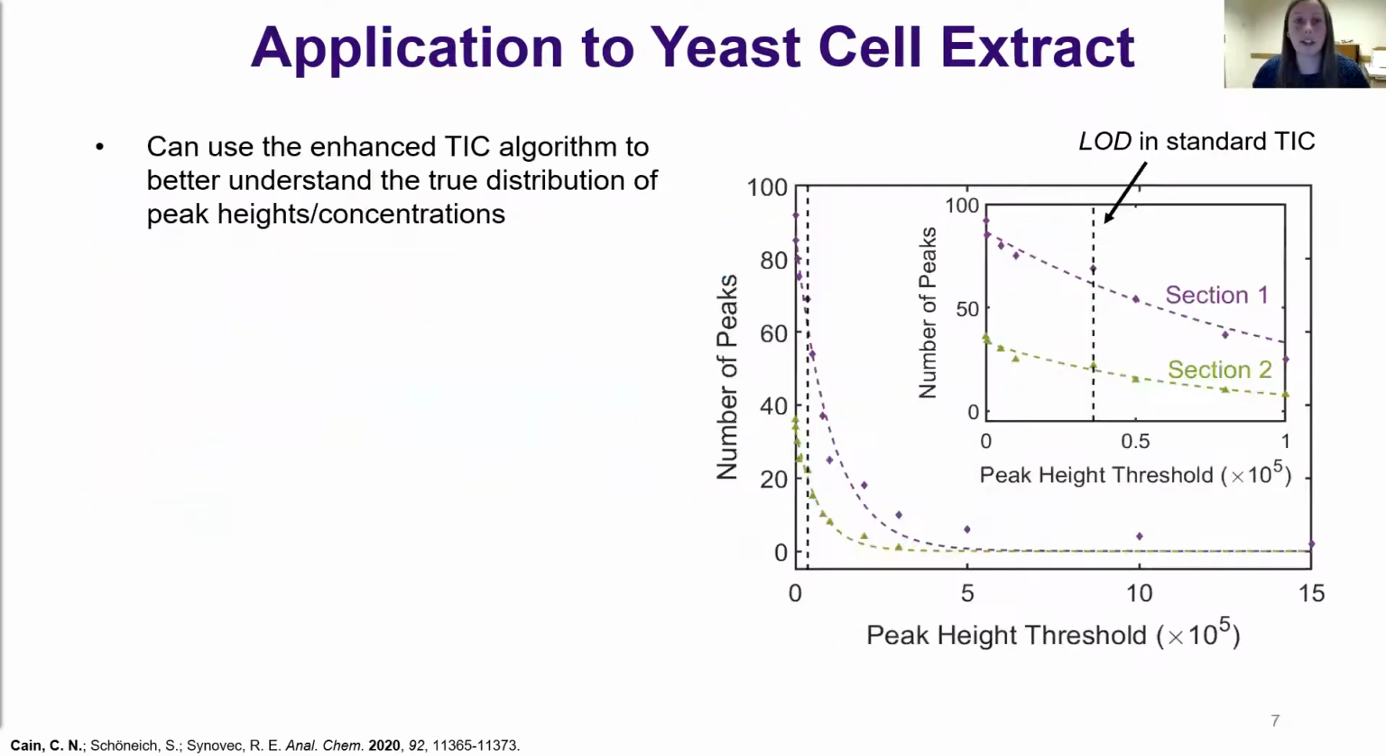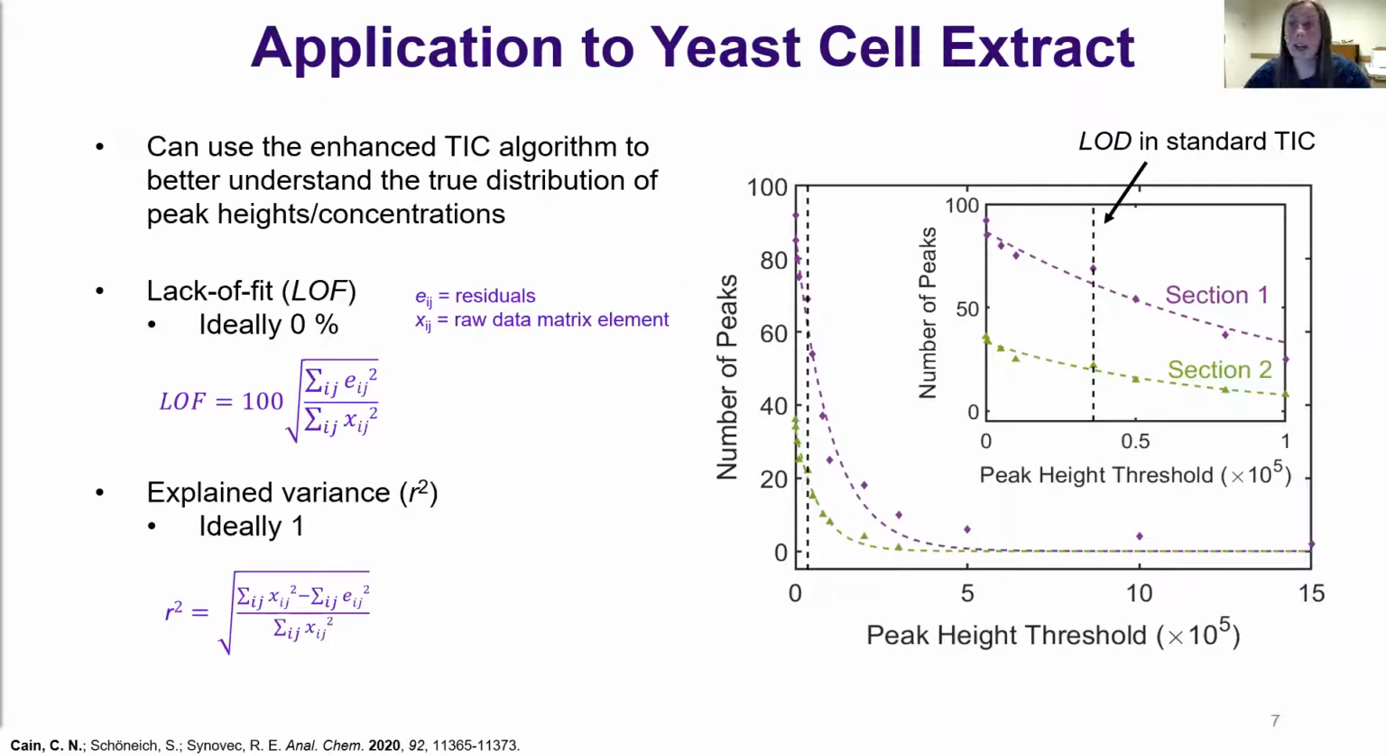Since our enhanced TIC algorithm targets analytes that are below the limit of detection in the standard TIC, we decided to try to understand the true distribution of peak heights in our separation. Here on the right, I show the number of peaks versus the peak height threshold for the two sections of our yeast cell extract chromatogram. We fit these to an exponential distribution to determine if that best describes how analyte concentrations act in a complex mixture.